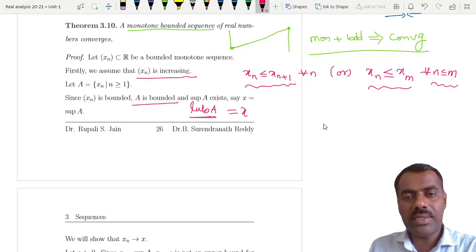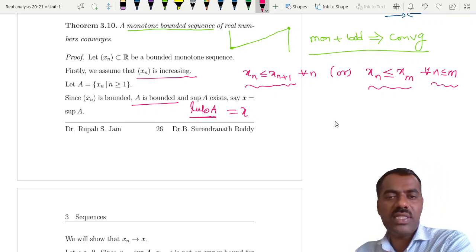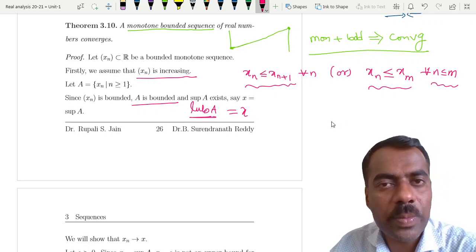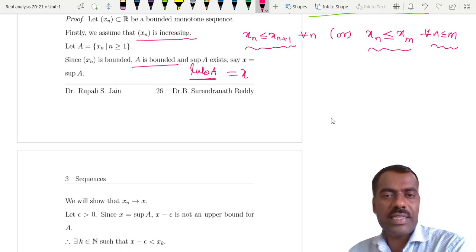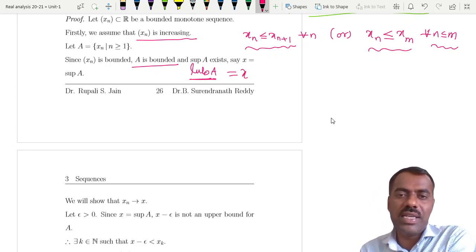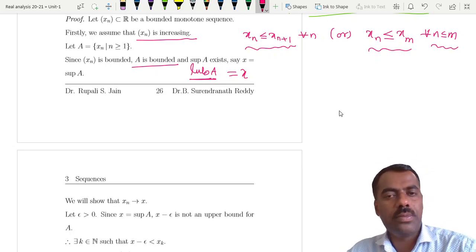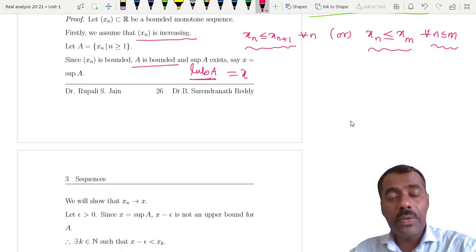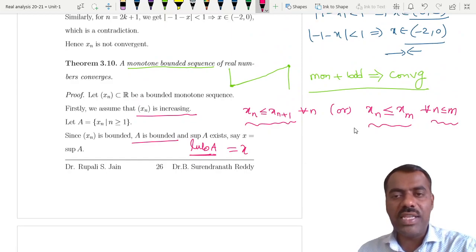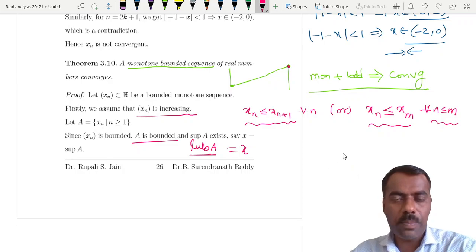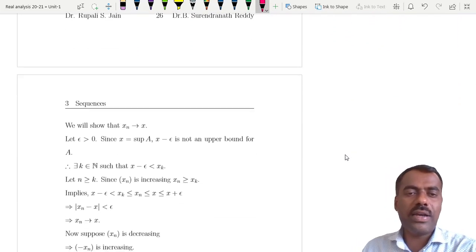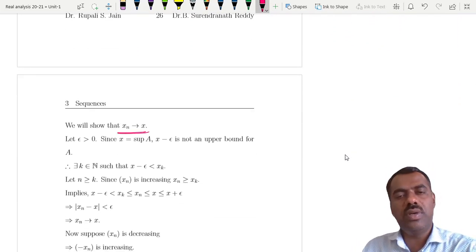Call it X, which is LUB of A, or supremum of A. We have already discussed these two notations, LUB or supremum. Supremum means least upper bound, right? Now, as I said, if it is increasing, then it should converge to that least upper bound. So we will show that our Xn converges to X.